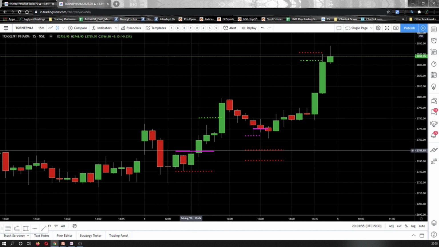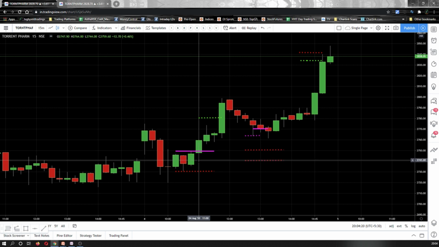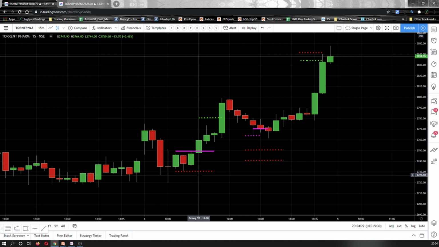If I would have made a long entry at 2750, since this script is a 2700 rupees script, what I always suggest is, you can have a 1% stop loss. Okay, 1% of the script price as a stop loss. So for 2750, the stop loss can be somewhere around 2720 or 2730, right? So 2730 would be a good stop loss.